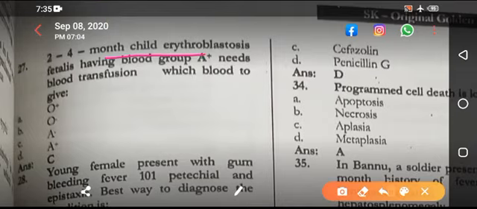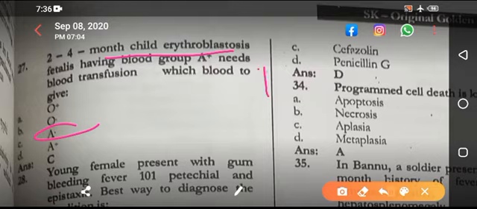You have a child with erythroblastosis fetalis, blood group A positive, who needs a blood transfusion. Which blood is to be given? The answer is C. You are supposed to give A negative blood. The most common cause of erythroblastosis fetalis is RH incompatibility. ABO incompatibility is also responsible for this, but the severe cases are caused by RH incompatibility. So you are supposed to give blood which has no antigen. So A negative is the right option over here.